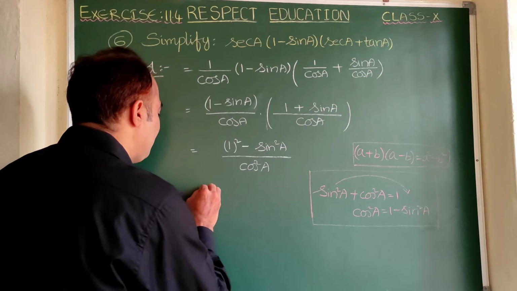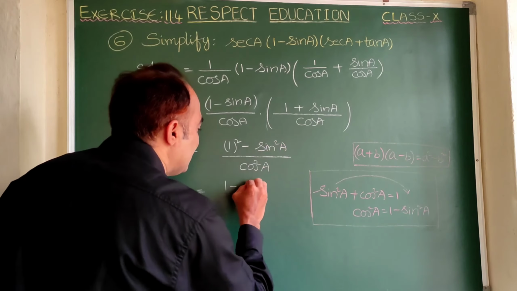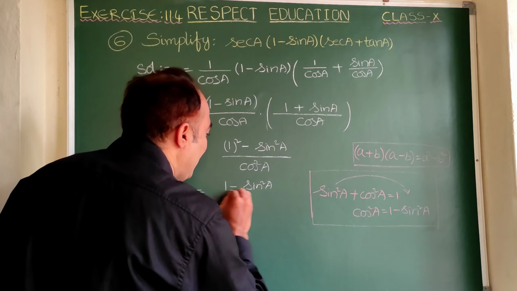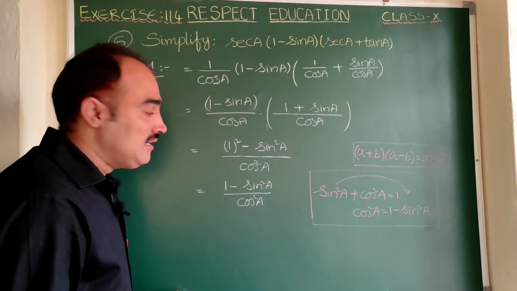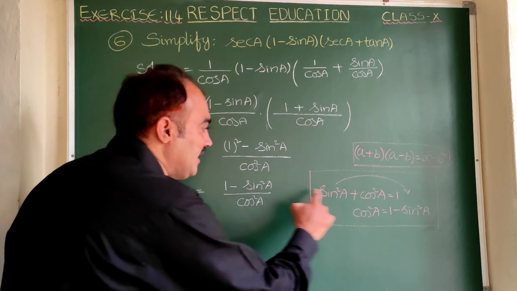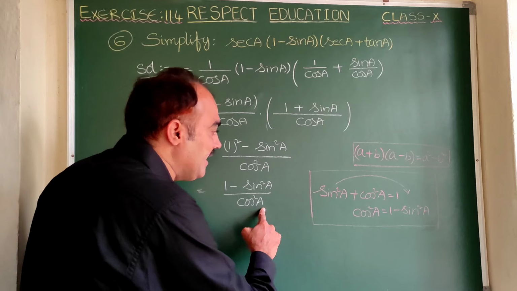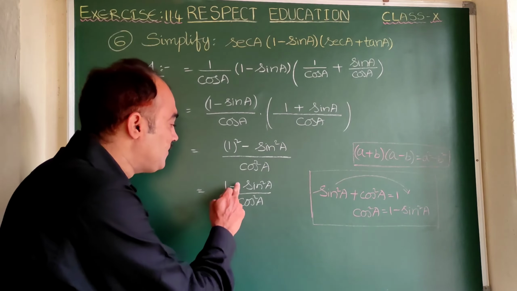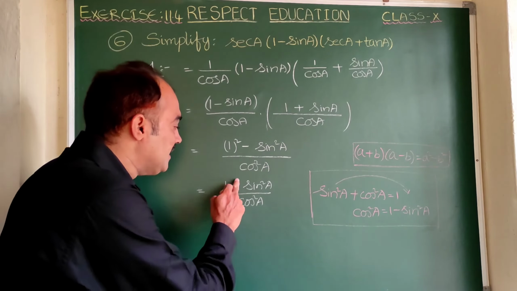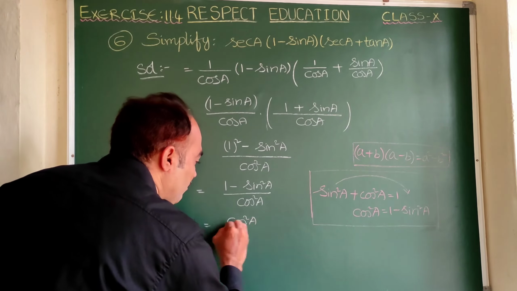let us understand here, 1 square is 1. So 1 minus here sin square A by cos square A. Here you can change 1 minus sin square A as cos square A, or another choice is cos square A can be written as 1 minus sin square A, but you should not change both, because if you change any one, you will get cancellation. So in place of 1 minus sin square A, let us write cos square A. So here numerator becomes cos square A by cos square A.